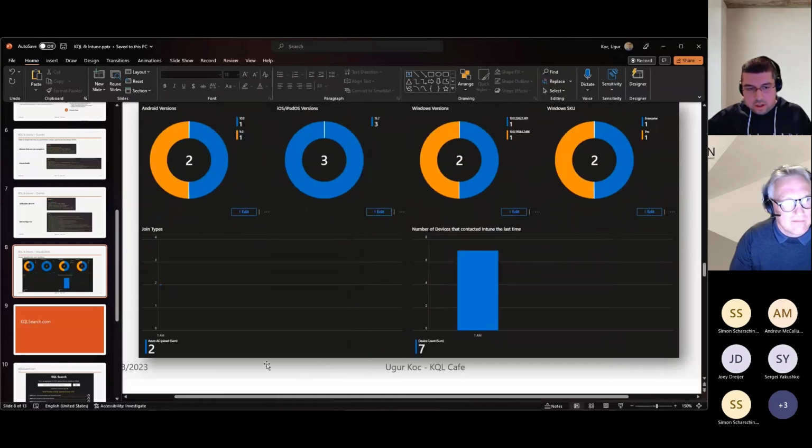At the bottom of it, it's not pretty, I know, but I just have these couple of devices in my environment. If you have more devices, you don't have to use a pie chart to visualize this data. You can also use any other charts just to visualize the data. Here are the join types. I have 2 devices which are Azure AD joined, and I have 7 devices that were active today at 1 a.m.